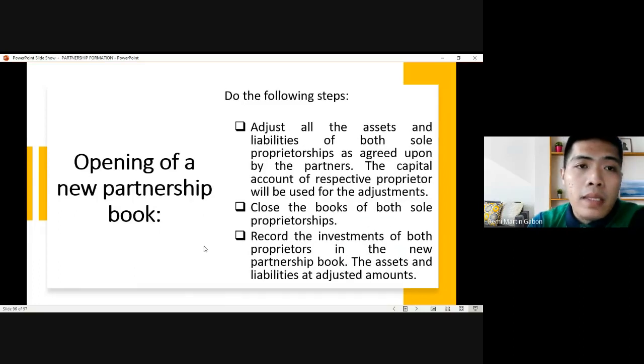Kapag naman gumawa tayo ng sariling bagong partnership book, ganun pa rin, i-adjust mo yung assets and liabilities to agreed amounts, then use the capital accounts to absorb all the adjustments. Then, yung pinagkaibahan lang ng kanina, since walang book na gagamitin, we have to close all the books of the old sole proprietors. Okay? Then, create a new partnership book, then record the investments on that new partnership. Actually, balikan nyo lang yung procedure kanina. Yun na yun.